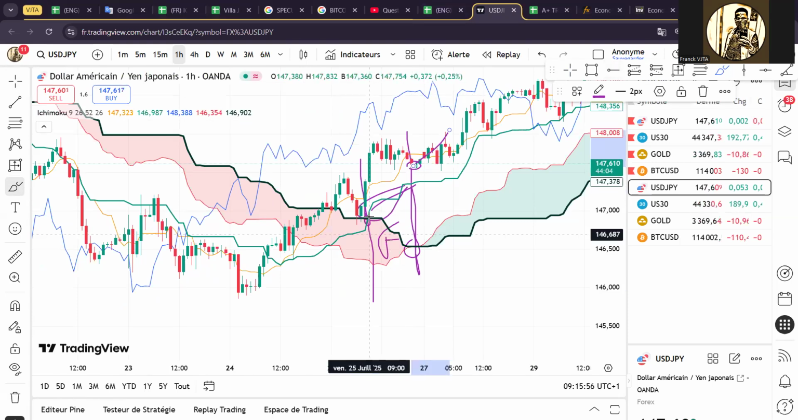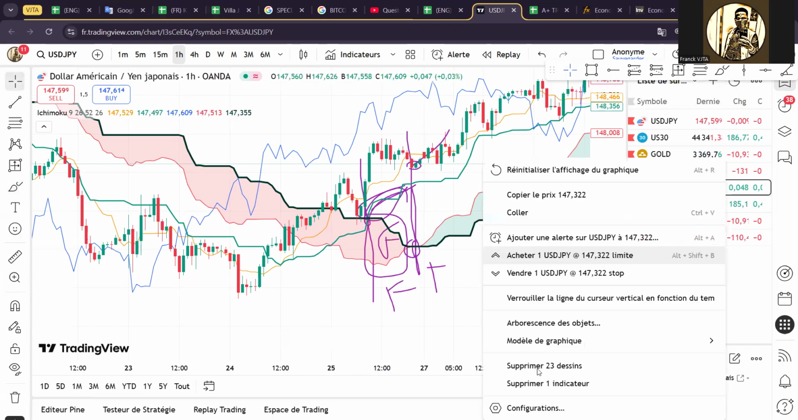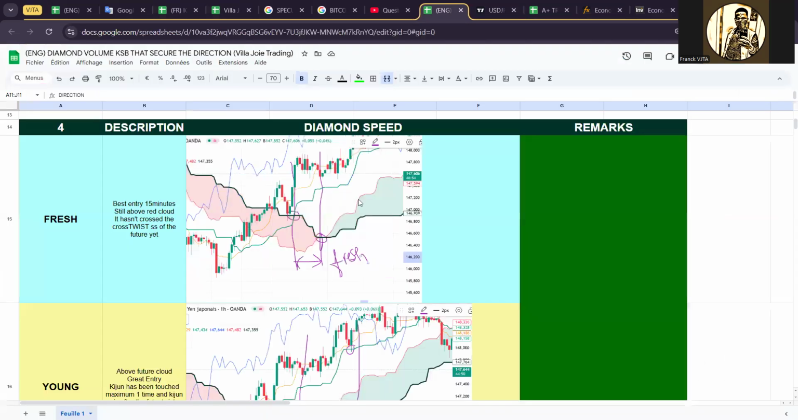And Kijun will stay above the previous cloud. Yeah, like this, right? Kijun is moving above the previous cloud till it passed the twist. So this is the fresh part of the cloud.